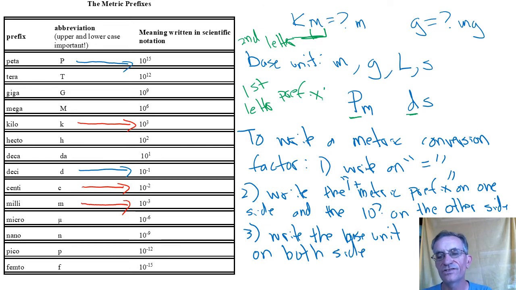All right, let me read this back and then we're going to do a couple examples. So we're going to have to get used to making up some conversion factors. So the first thing you do is you write an equal sign. I'm sorry, this is a little messy. You write an equal sign.